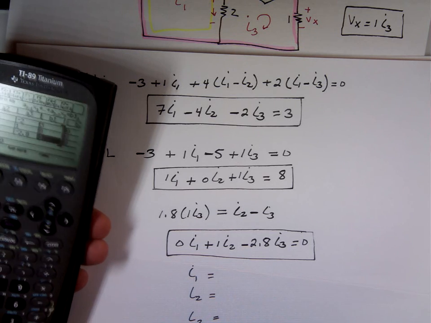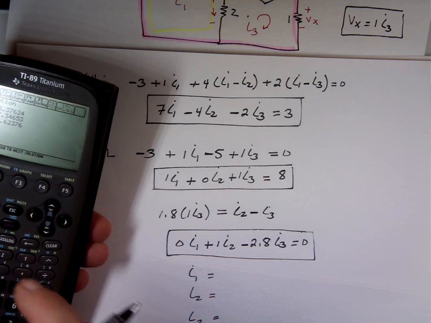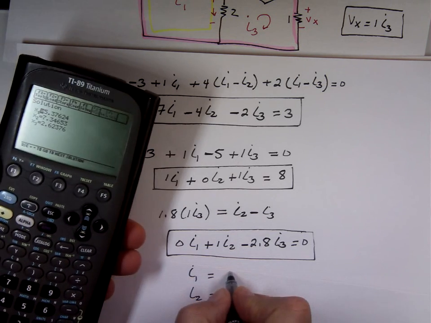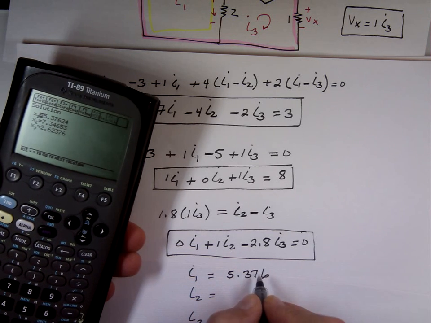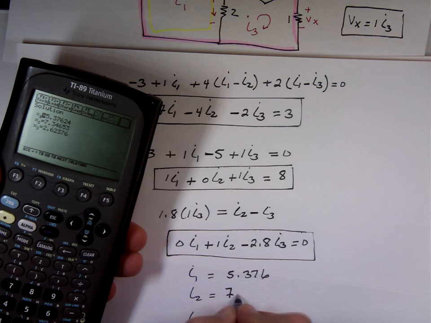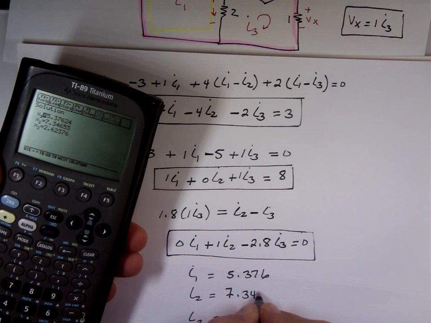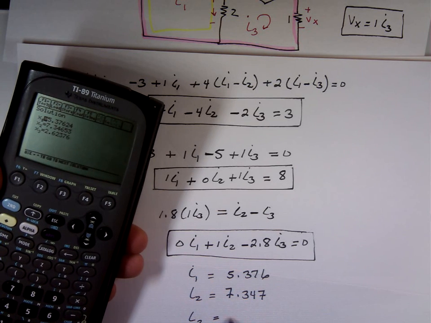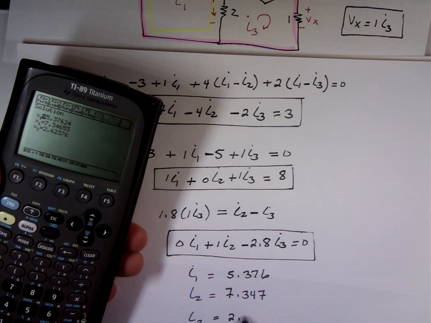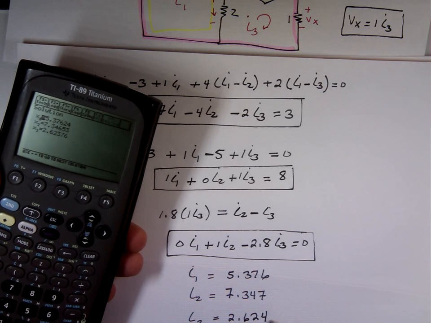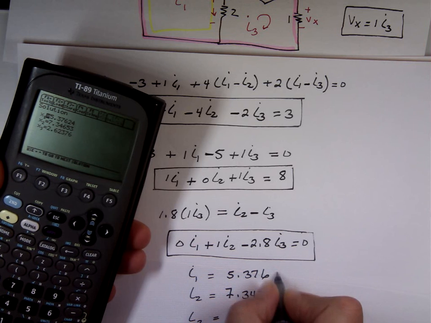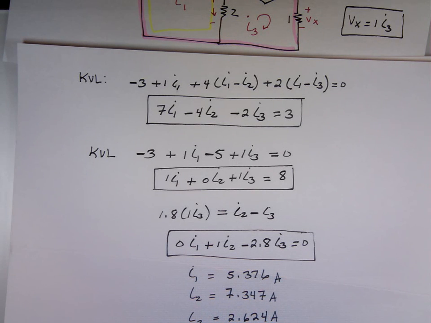And I got I sub 1 to be 5.376, I sub 2 to be 7.347, and I sub 3 to be 2.624. Again, if I push all the right buttons, that should be my answer.